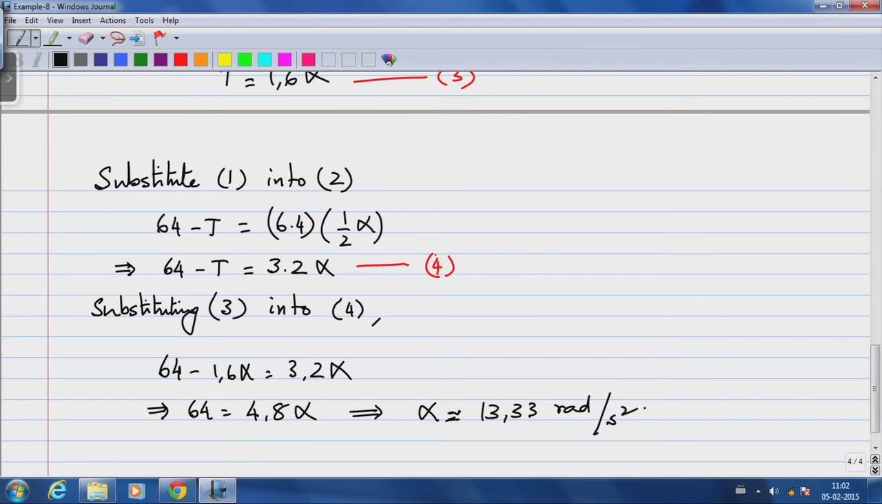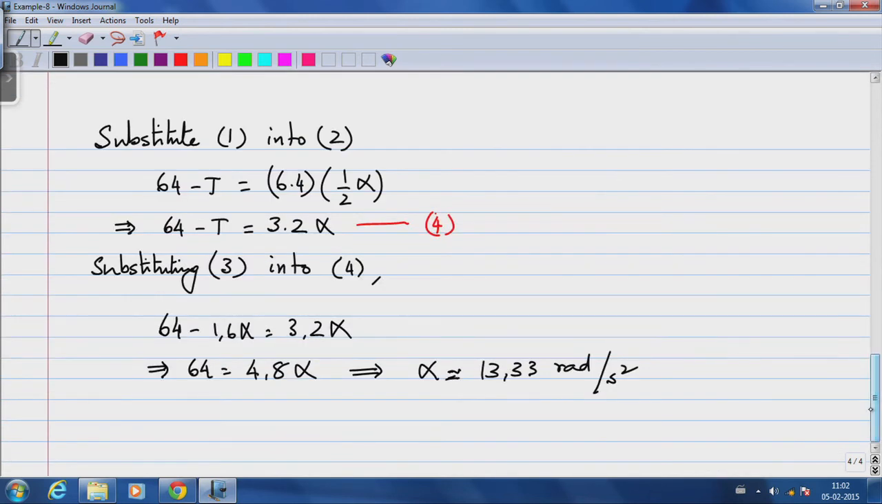alpha is 13.33 radians per second squared. The linear acceleration is half of this, which is 6.67 meters per second squared. And the tension is 21.33 newtons.